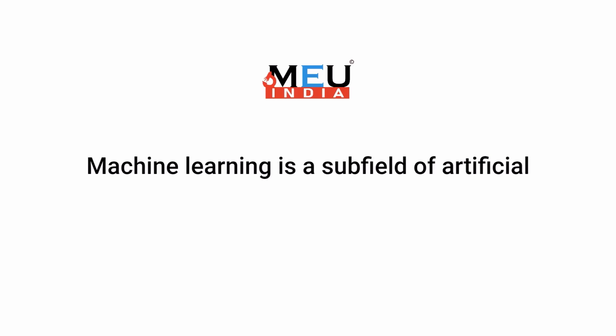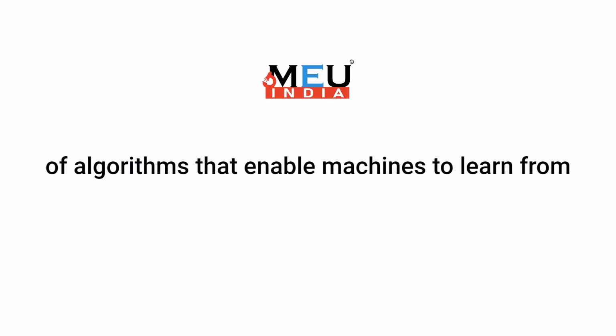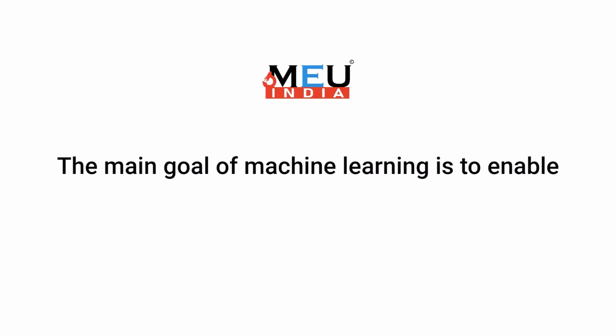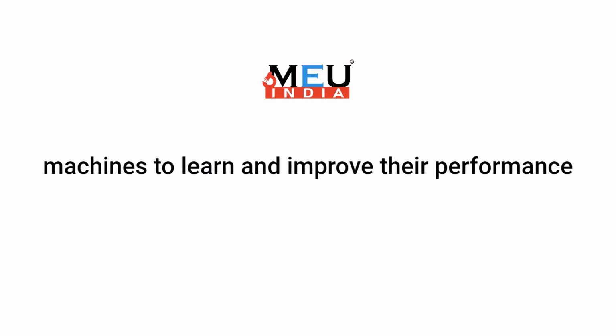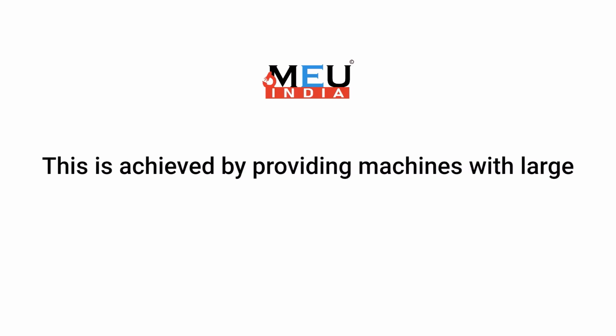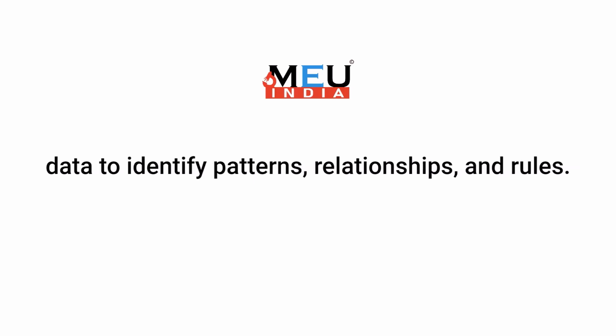Chapter 5, Definition of Machine Learning. Machine learning is a subfield of artificial intelligence that involves the development of algorithms that enable machines to learn from and make predictions or decisions based on data. The main goal of machine learning is to enable machines to learn and improve their performance on a task without being explicitly programmed. This is achieved by providing machines with large amounts of data and allowing them to analyze the data to identify patterns, relationships, and rules.